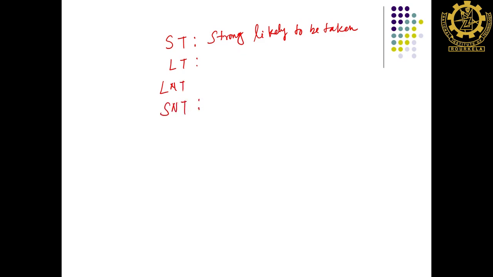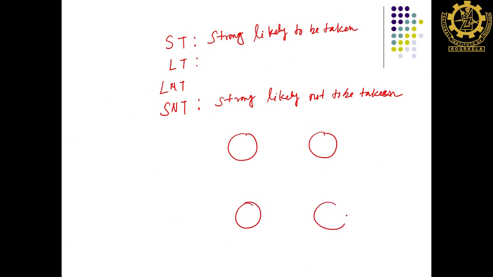Okay. So, let us say these are the 4 states. One is called strongly likely to be taken, where it is strongly suggested that the branch will happen. Okay. LT is as usual, and then we talk about LNT as usual, and then SNT, strongly likely not to be taken. So, here we have 4 states. We start with LNT. If there is a branch, it will go to LT, and if there is a branch again, it will go to ST, and if there is a branch, it will be in the same state.